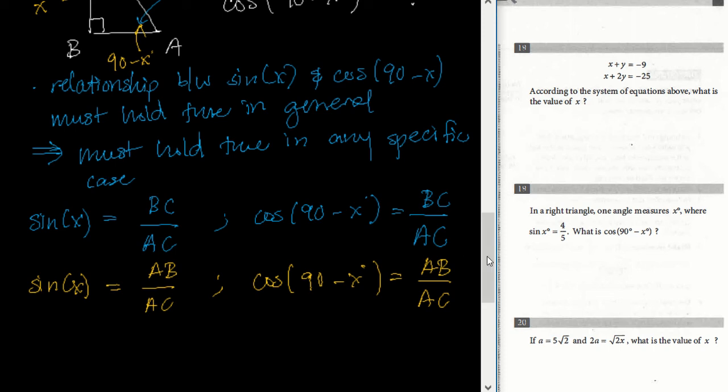And in this particular case, we're told that sine of x equals 4 over 5. So that must mean that cosine of 90 minus x, which we showed is the same as sine of x, must also equal 4 over 5.